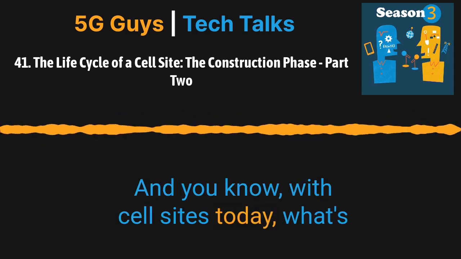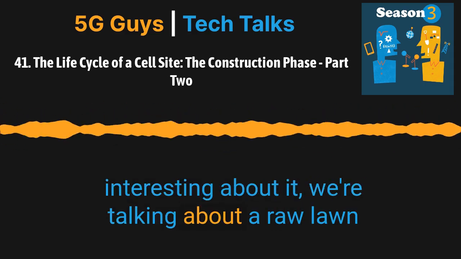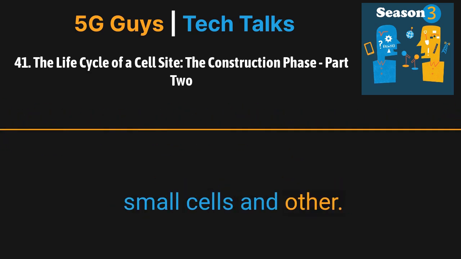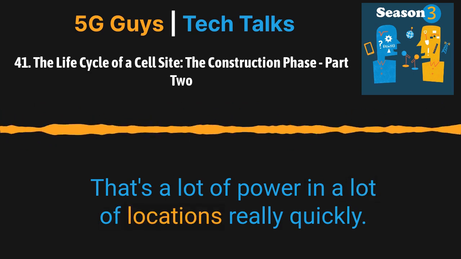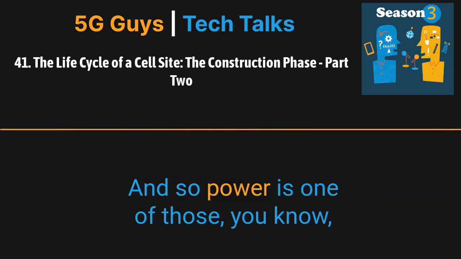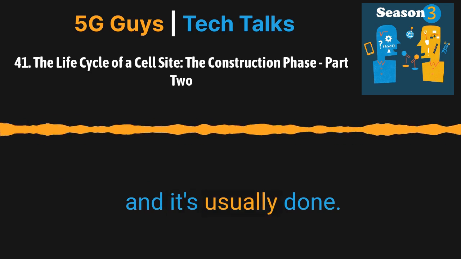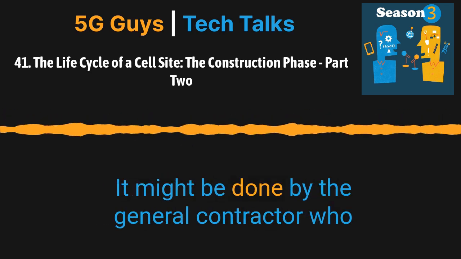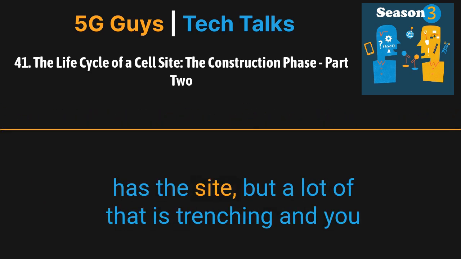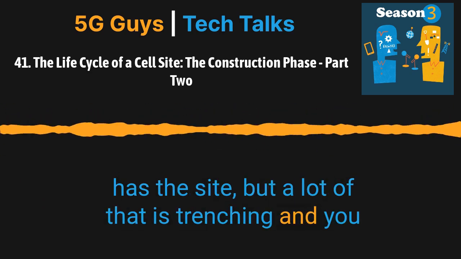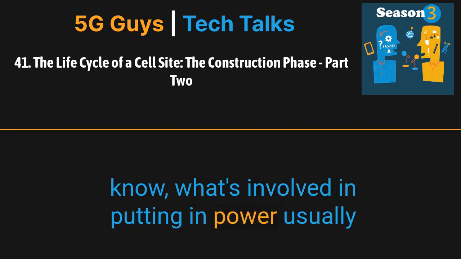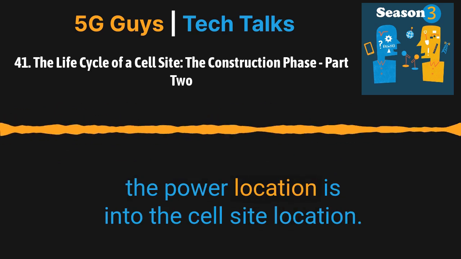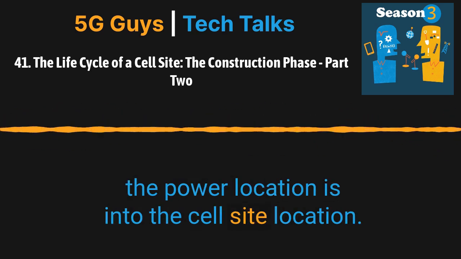And with cell sites today, what's interesting about it, we're talking about a land site, which is out there. But if we talk about small cells and others, that's a lot of power in a lot of locations really quickly. And it can be done by a specialty contractor. It might be done by the general contractor who has the site, but a lot of that is trenching. And what's involved in putting in power is usually encased concrete from the right of way of where the power location is into the cell site location.